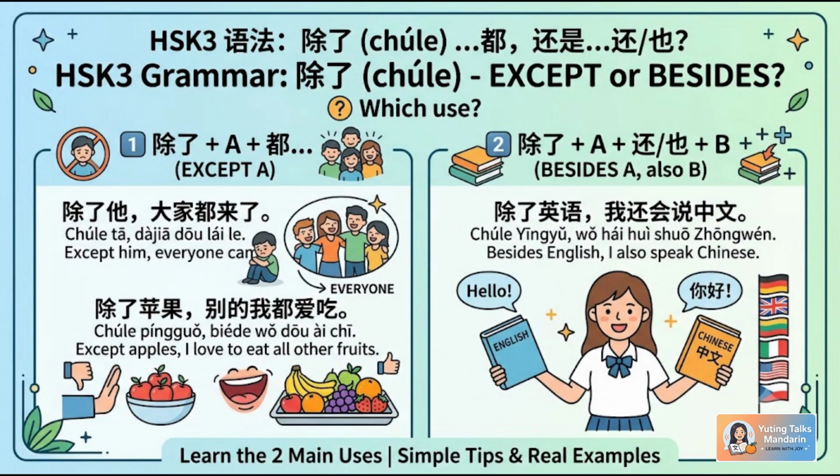Great job finishing today's lesson. Now you know that 除了 has 2 different uses. 除了加都 means except, and 除了加还或也 means besides or in addition to. Understanding this difference will help you express your ideas more clearly and sound more natural in Chinese conversations.